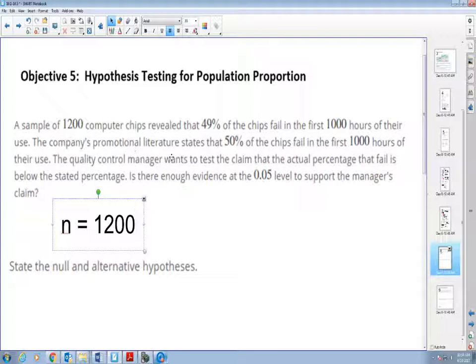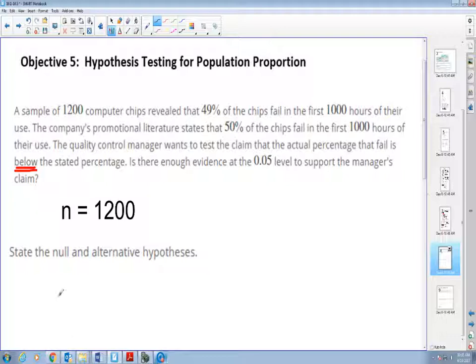The company's promotional literature states that 50% of chips fail in the first 1,000 hours. So the literature is what we're trying to test. The quality control manager wants to test the claim that the actual percentage that fail is below the stated percentage. This phrase tells you which test it is. So the null hypothesis is that population proportion P is 50%, but the quality control manager feels, based on the sample he took, that it is below 50%.